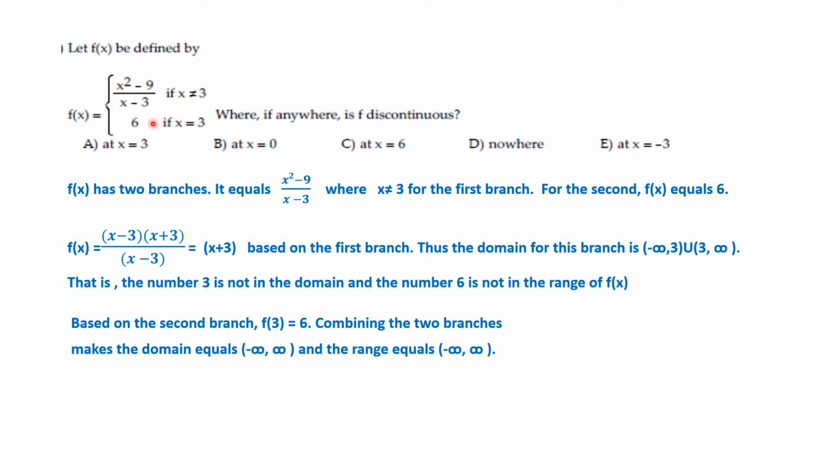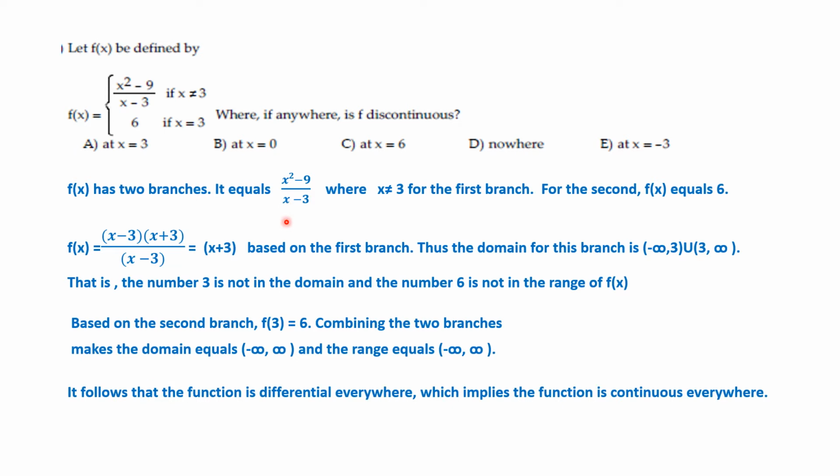That means the derivative exists everywhere, and that leads us to the conclusion that the function is differentiable everywhere, which implies the function is continuous everywhere. The answer is therefore option D, because option D says that the function is discontinuous nowhere.